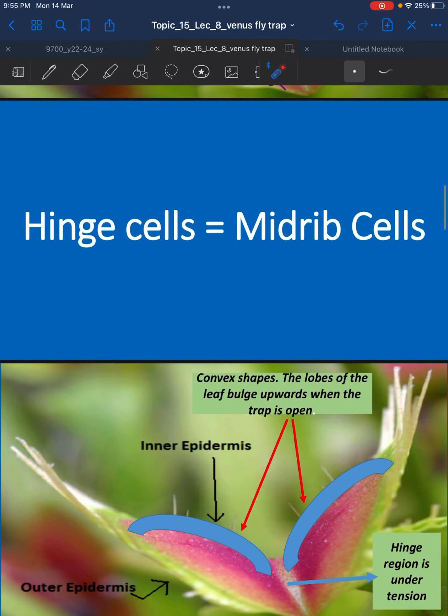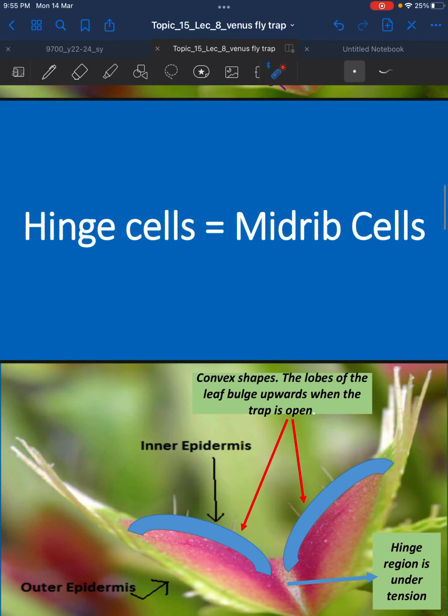So here's how it looks, and this is another one here. From here you can see the nectar around this region. And then these are the digestive enzymes, where the trapped insect will be digested.